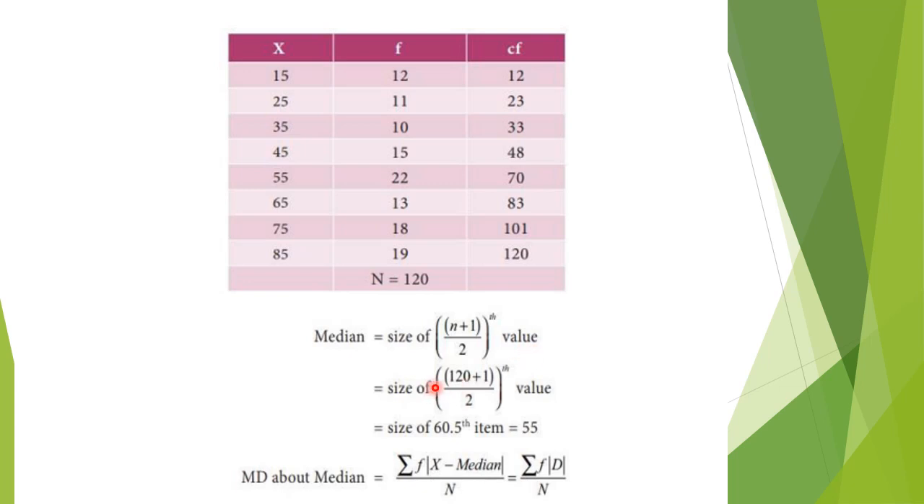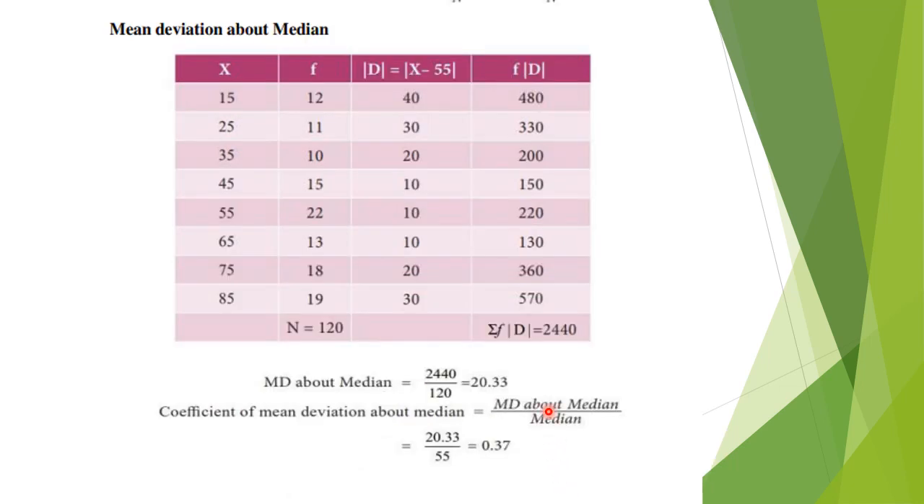So mean deviation about median is summation of f into modulus of x minus median, upon n. Now we will put all the values in the formula, that is summation of fd upon n. Next, we will make the table for mean deviation about median.